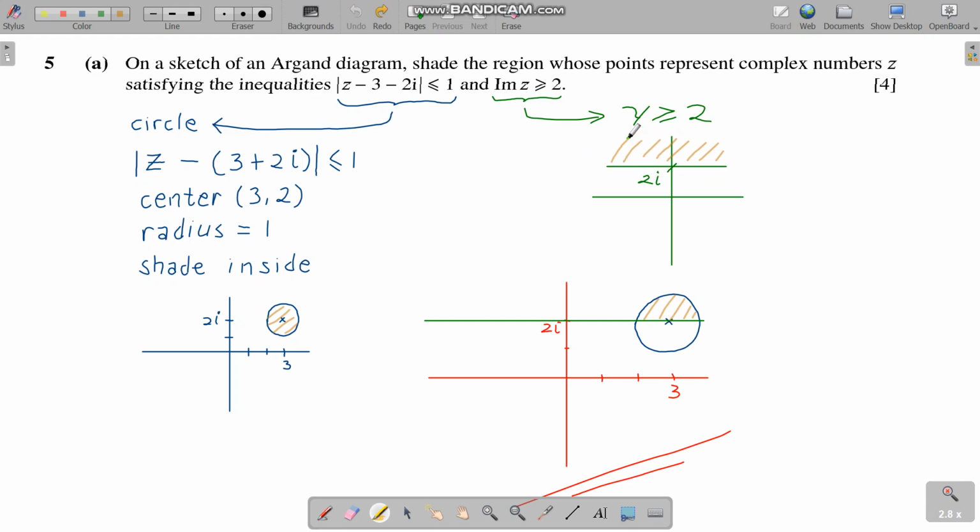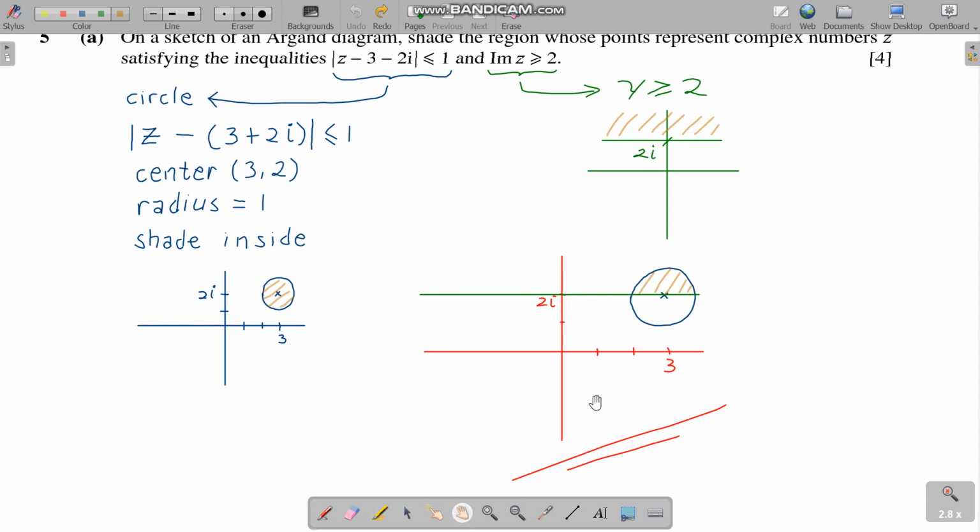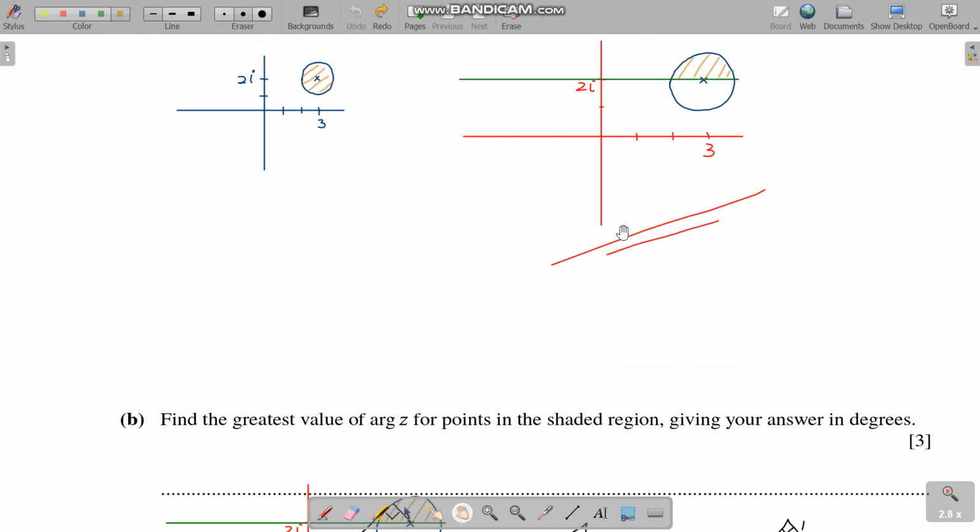Combining those two, we get the final answer here. We have to label the center of the circle, make sure the radius is 1, and label the y-intercept of the green line, and we shade inside the circle on top of the line.